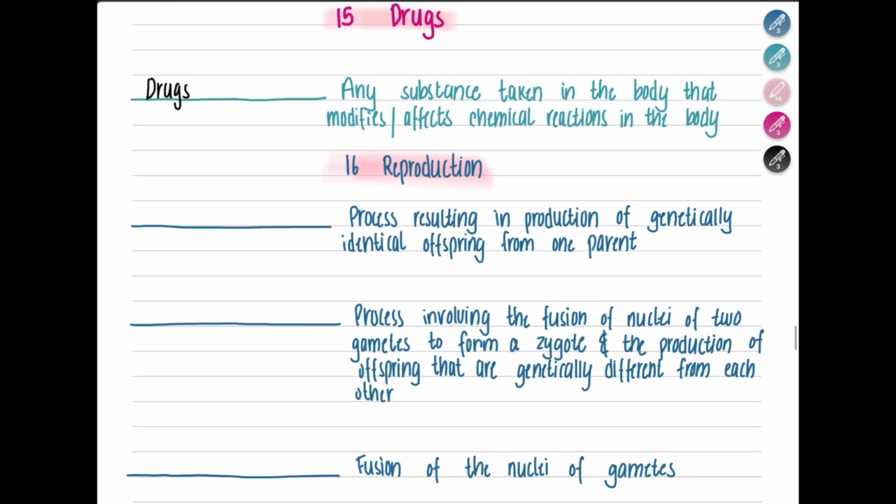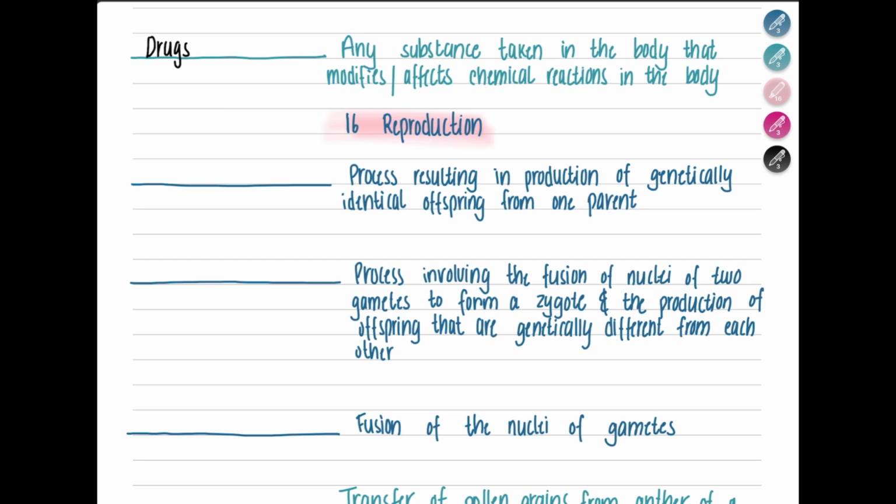Chapter 16, Reproduction. A process resulting in production of genetically identical offspring from one parent. When we're talking about one parent, this is going to be asexual reproduction. Bacteria, viruses, even some plants undergo asexual reproduction.